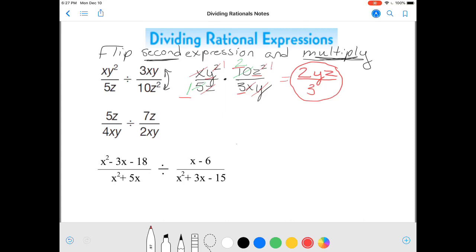Let's try this process again with the next problem. We're going to flip 7z over 2xy. We're going to rewrite this as 5z over 4xy times 2xy over 7z.